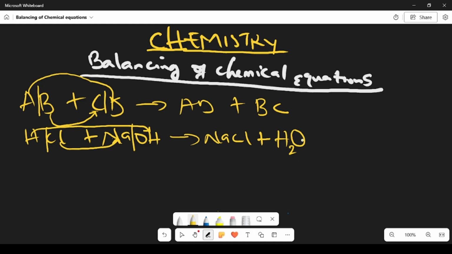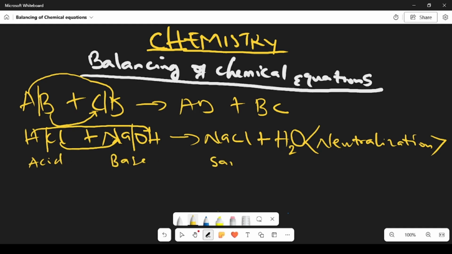So in this whole equation, you can simply call it a neutralization reaction: a reaction between an acid and a base to form salt and water only. So this is acid, this is a base, this is salt, and this is water. Is that okay? Now, after reacting, the next thing to do is to balance.